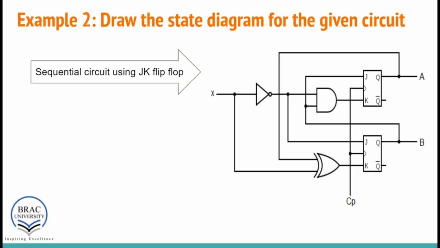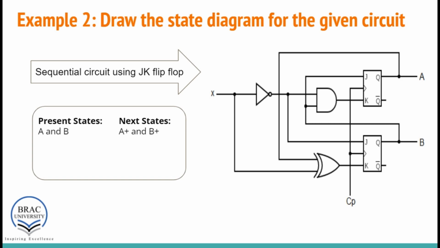Now, in order to find out the state diagram, we have to note down our present states, next states, and the input and output. In this case, we have our present states as A and B, and our next states as A plus and B plus. Here for the first flip-flop, our inputs are JA and KA, and for the second flip-flop, our inputs are JB and KB. We also have an external input X here. There is no external output given here.